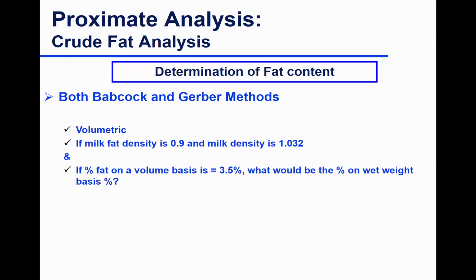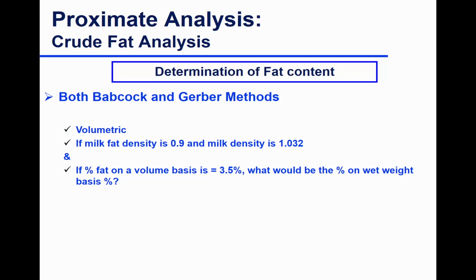What do you need to do first? Why is it making this? Okay, what do you need to do first? Convert to grams. Yeah, first thing you want to do is convert 3.5 milliliters of fat to grams and convert 100 milliliters, because it's a percentage in 100 milliliters of milk, to grams of milk.